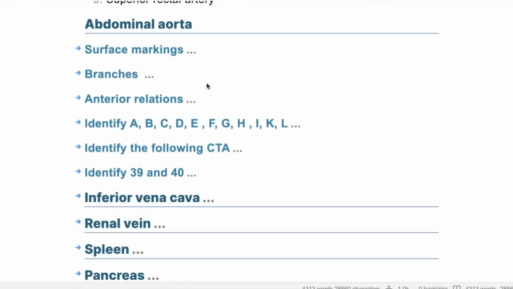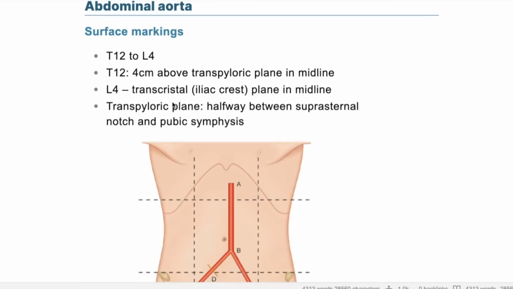Okay. So what is the surface marking of the aorta that you know? Yeah, the aorta starts from the level of T12 and bifurcates at L4. It's just 4 centimeters above the transpyloric plane, which is a line from the jugular notch to the symphysis pubis. Okay. I think anything else? You've said the proximal point, how to find that. What is the distal point? Transcrestal line or intercrestal line?